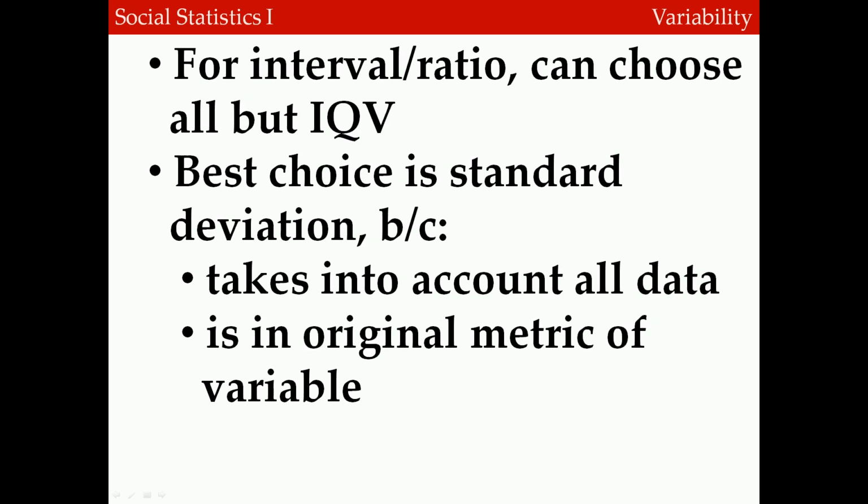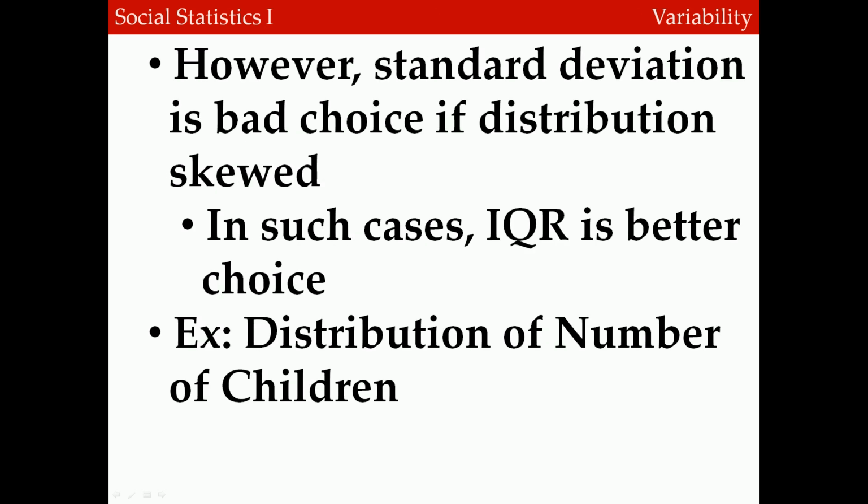That is, we lose the information on rank ordering. For interval-ratio variables, our choice is anything but the IQV. That is, we can choose the range, the interquartile range, the variance, or the standard deviation. But the best choice is the standard deviation. That's because it takes into account all the data and is in the original metric of the variable. However, the standard deviation is a bad choice if the distribution is skewed. In that case, the interquartile range, which you'll recall doesn't take into account the values at the tails of the distribution, is the better choice.